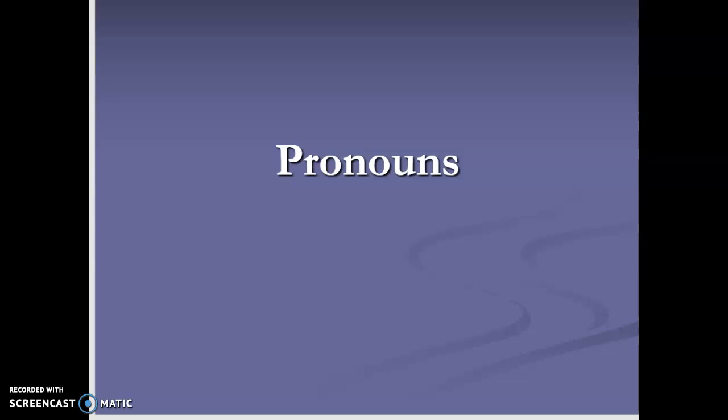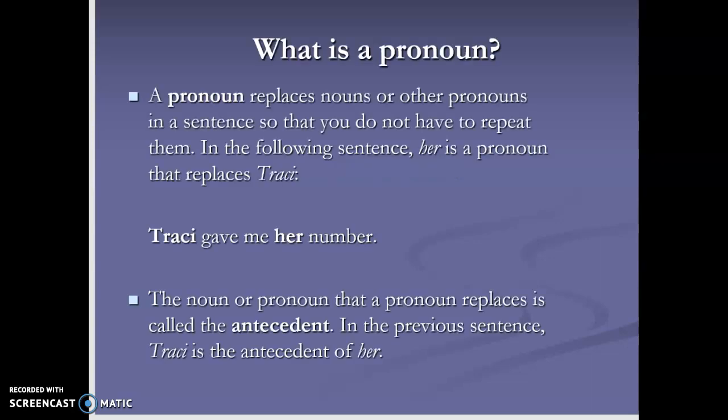Hi, this is our final grammar unit for the semester. We're going to talk about pronouns and pronoun antecedent agreement to make sure that our pronouns match our antecedents. So a pronoun is a word that replaces a noun or a pronoun.